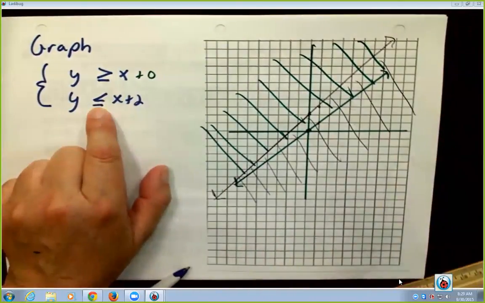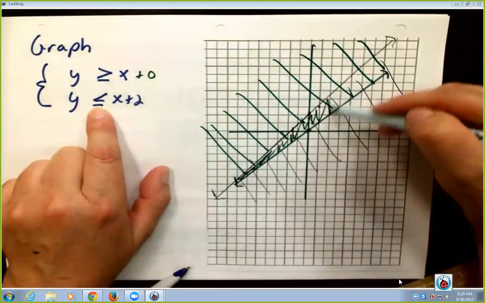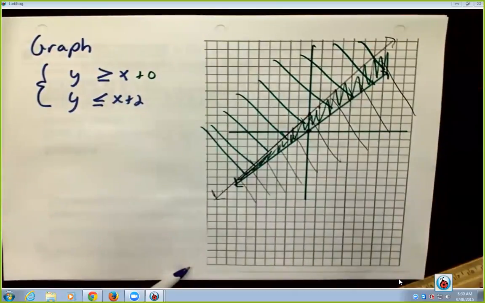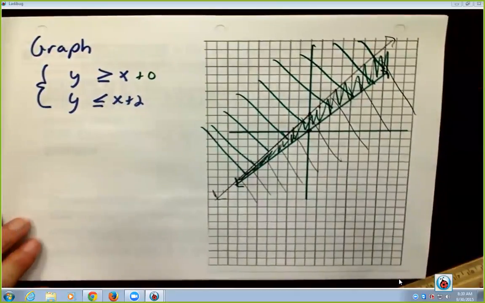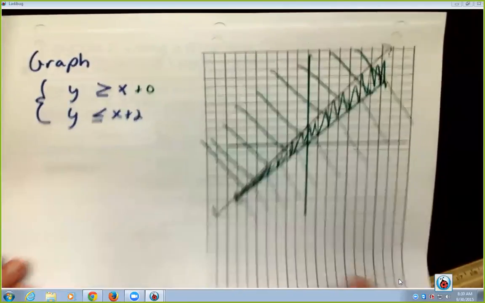So the answer that works for this one is a stretch in between the two. It's just this little narrow section that's in between them. Okay? Questions with these? And that's again by hand.